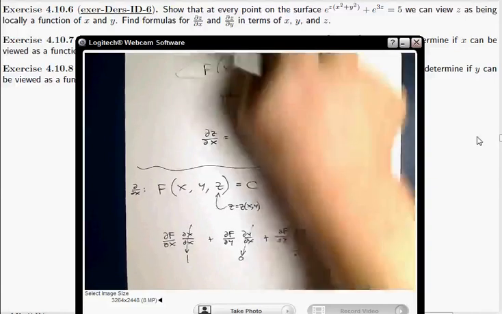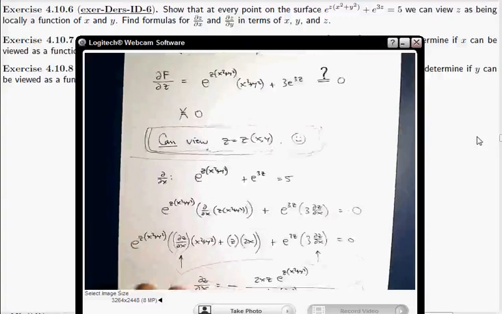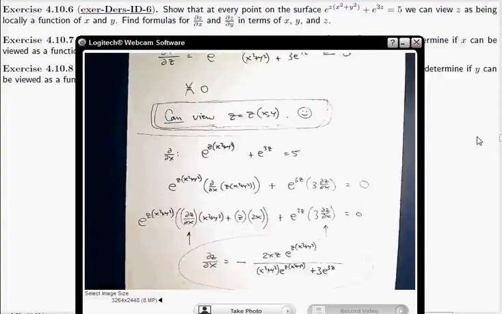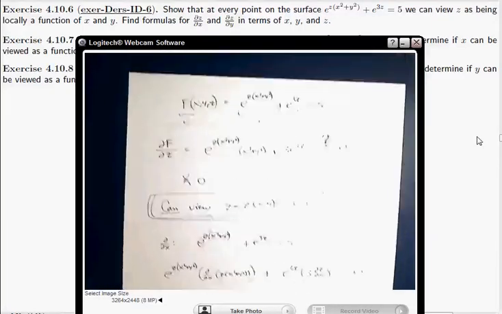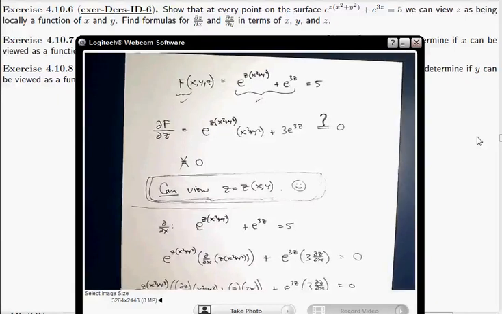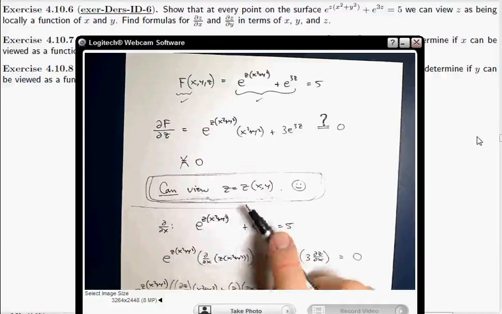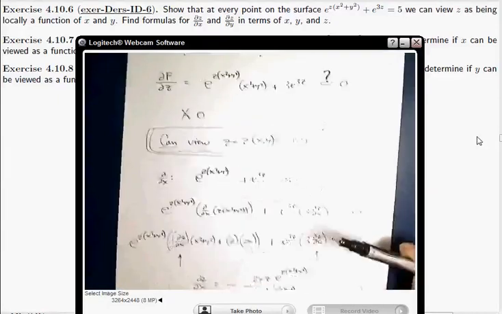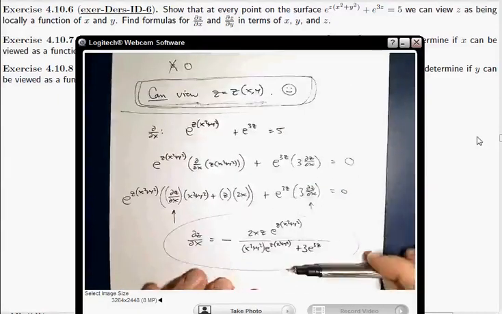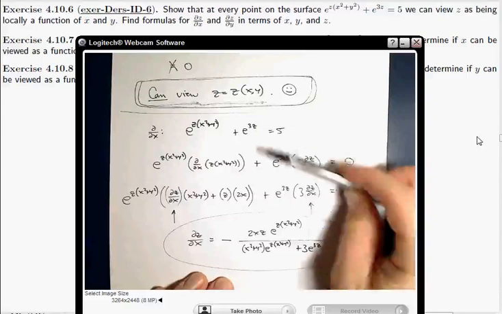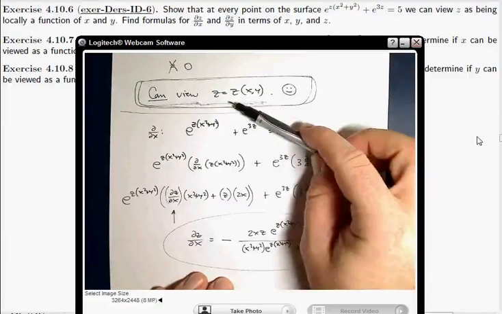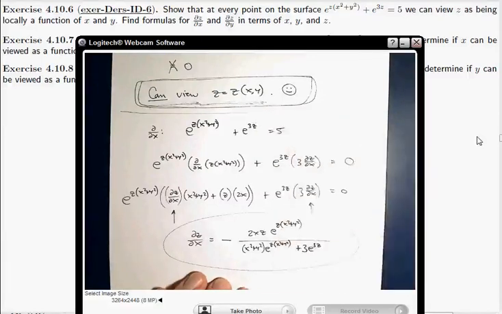What's nice about doing problems this way is you don't have to remember anything, right? You have to remember the implicit function theorem. Got to check the right thing, right, to make sure that you can view it as a function. But then everything down here, you're not memorizing anything. You're just interpreting as appropriate, doing the algebra, and you get your answer.